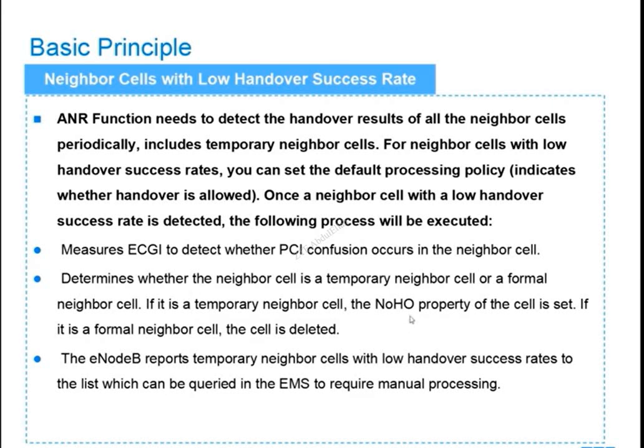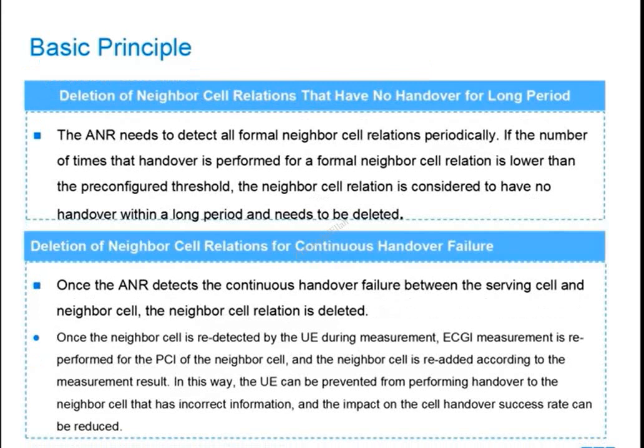Here it has a no handover property of the cell. That is, in the temporary neighbor cells, we can set a blacklist. During the ANR procedure, if we find the temporary neighbor cell handover success rate is too low, we will move this temporary neighbor cell to the blacklist, and it will forbid the handover procedure. After a period, it will go back. So this is how to process the low handover success rate neighbor relations.